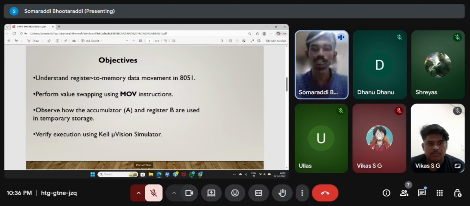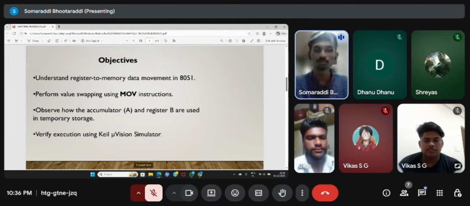The next objective is to perform the swapping process correctly without losing any value. Finally, another objective is to observe how the values change during execution using debugging tools. These objectives show what we aim to learn by completing this process.